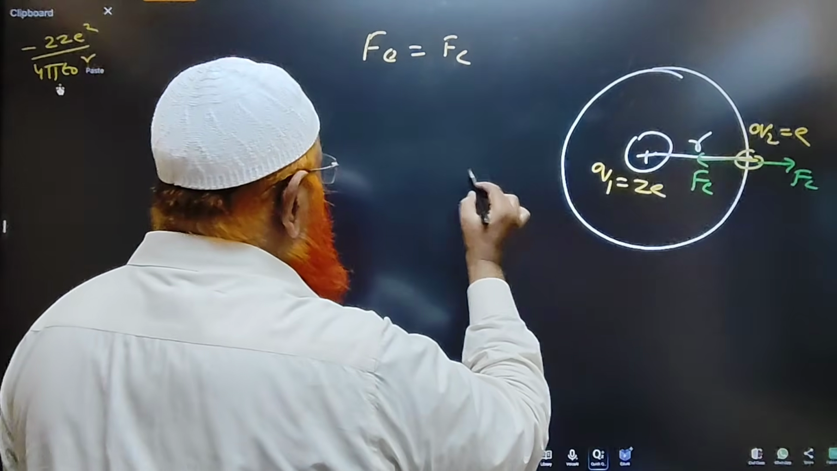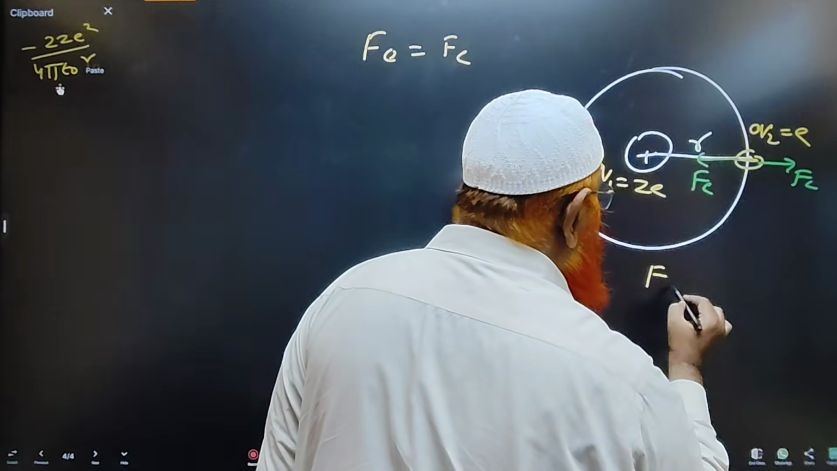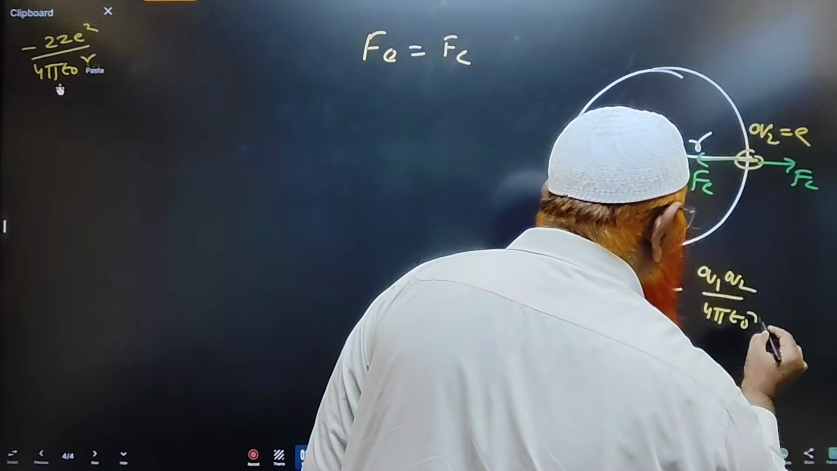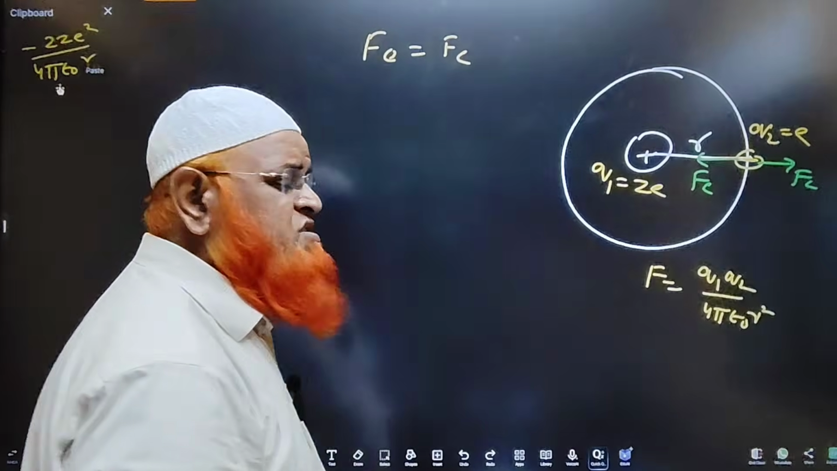Electrostatic force, what is the formula for electrostatic force? It is nothing but Q1 Q2 by 4 pi epsilon naught into R square. This is from Coulomb's inverse square law.